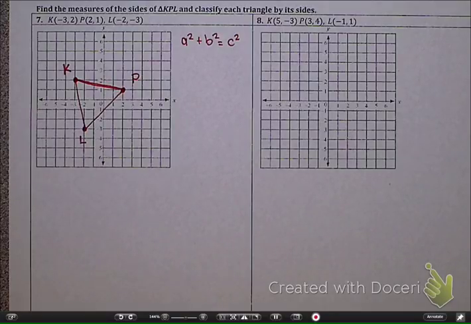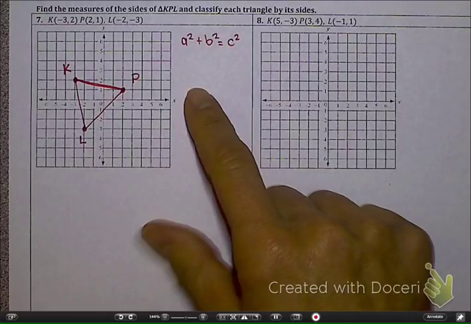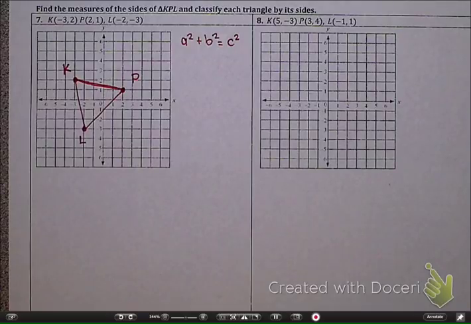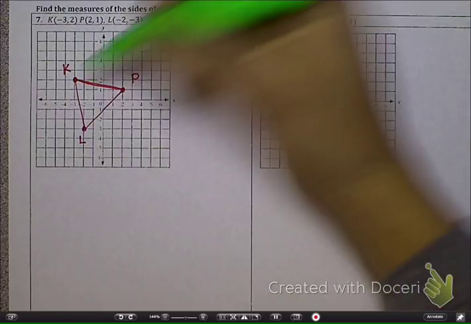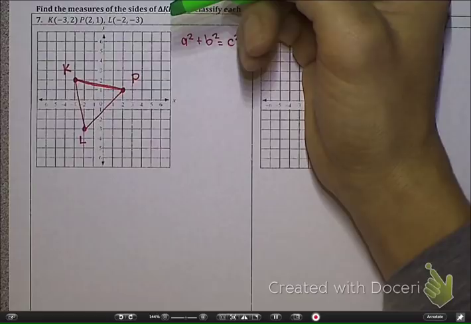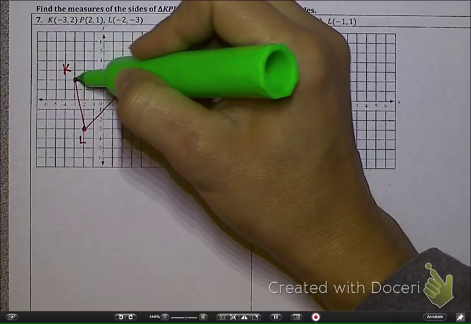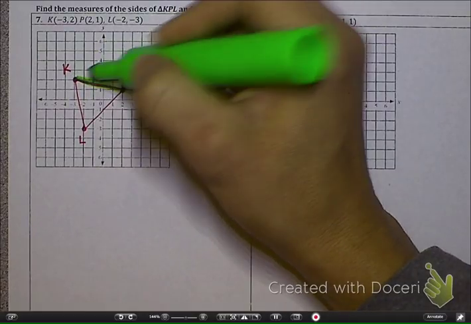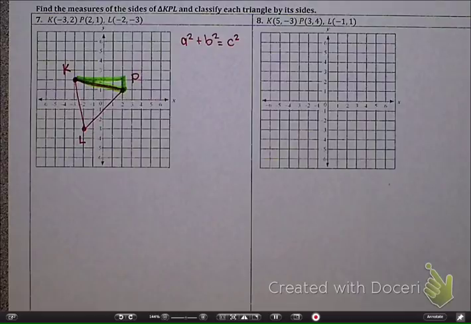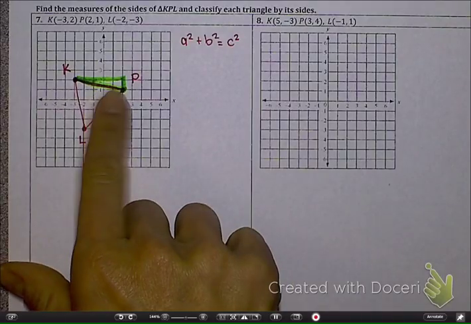What we're trying to figure out is: are any of these sides congruent? We can't just look at it and say, oh, it looks congruent, so it must be congruent. We have to actually prove it. So I'm going to take each side and use Pythagorean theorem to find the length of that side. I'm going to start out with KP, and I'm going to draw a little right triangle attached to segment KP.